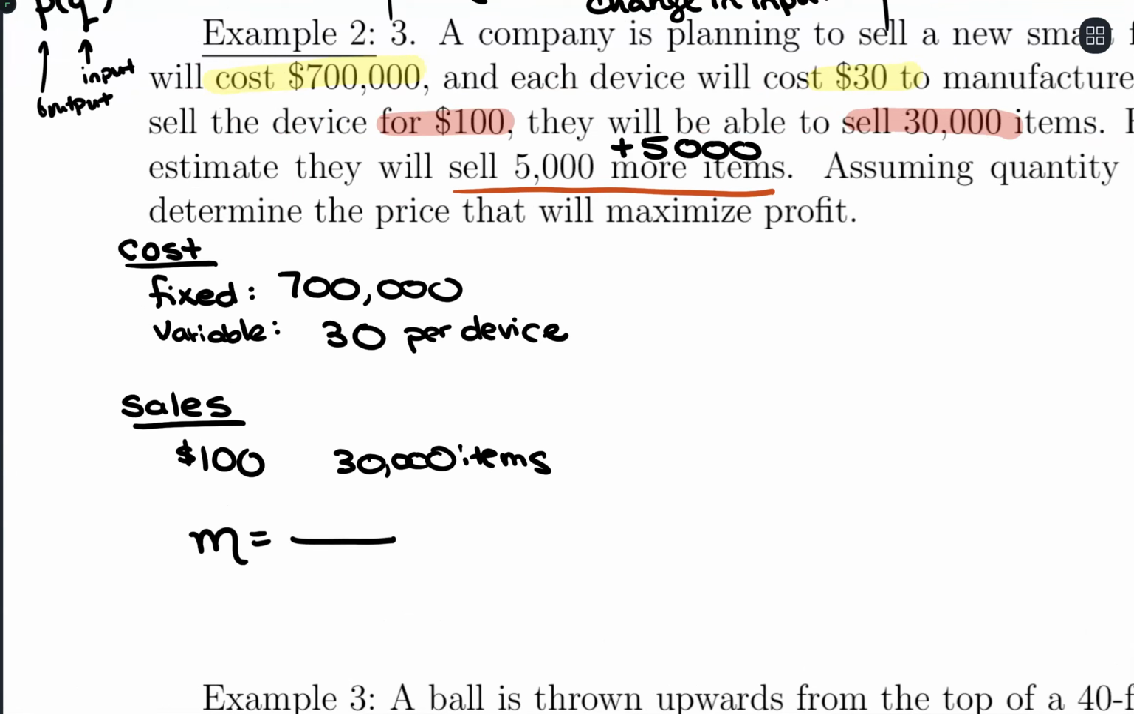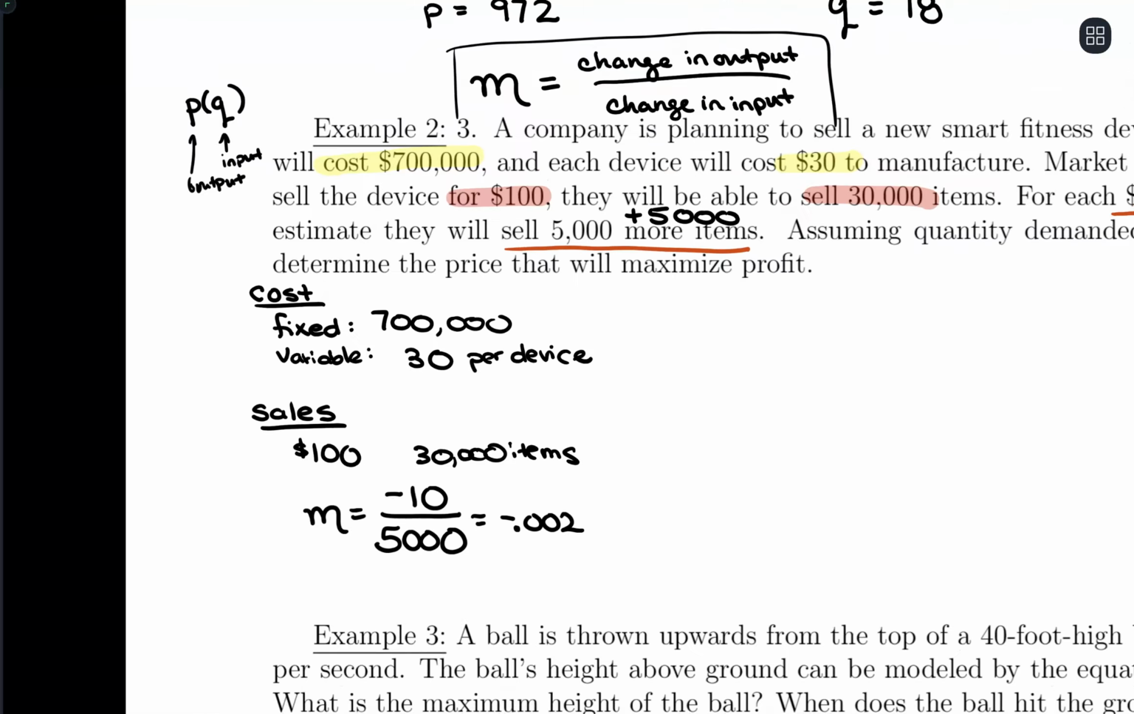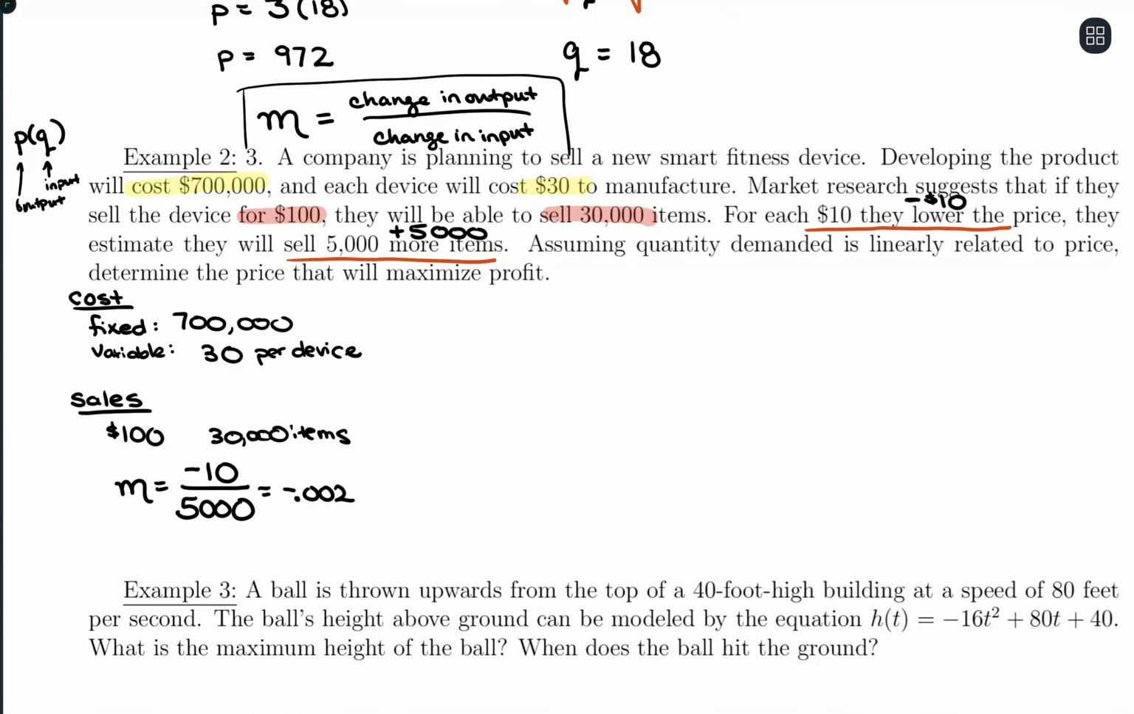I can represent this as a fraction. So the change in price in the numerator, our change in output, would be going down $10, so a negative 10. And then the denominator would be increasing by 5,000. So I'd have a positive 5,000 in the denominator. So this ends up giving us a slope. It's just describing it in kind of this fraction form. So this would be a negative 0.002. All right. Oh, and part of that was that we're assuming that quantity demanded is linearly related to price.